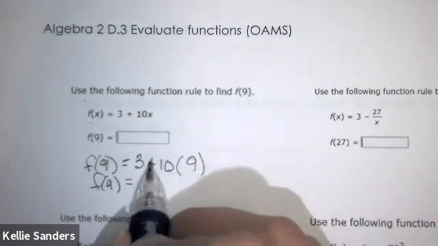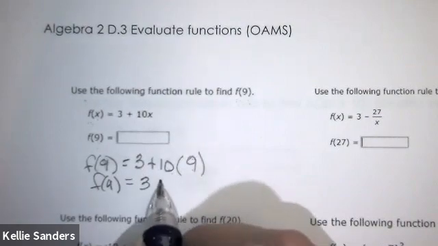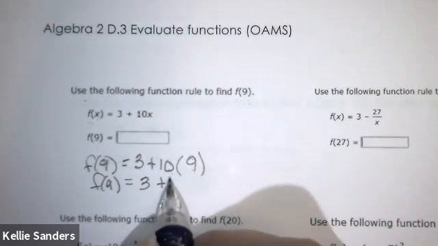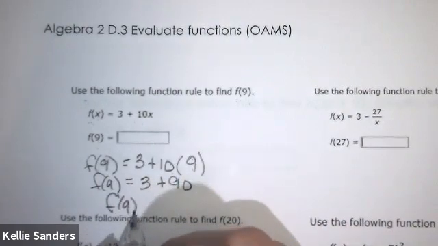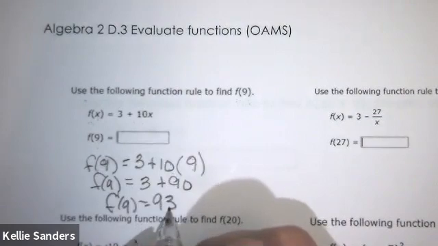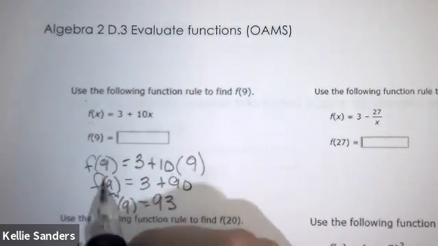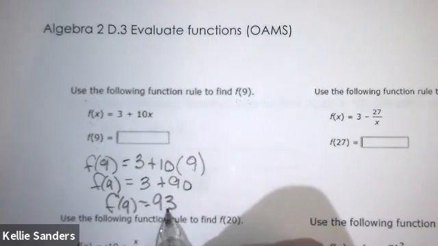You have to do your multiplication before you do your addition. So bring the 3 down. 3 plus 10 times 9 is 90. f of 9 equals 93. This is asking for f of 9. We have f of 9, 93.